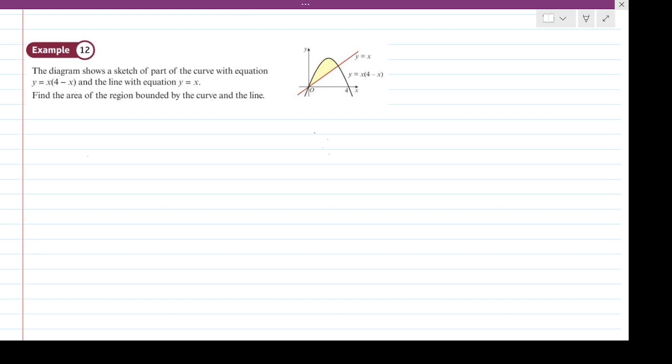Well, first of all, we need to determine the limits. Where is the region between? Well, firstly, it's between 0, the origin, but then it ends at this point here, which is the intersection point. We don't know what value of x that is, but we can find it, because isn't that just an intersection between the line and the curve? The curve and line intersect. So we're going to find that intersection point.